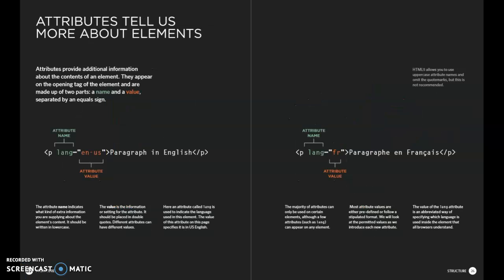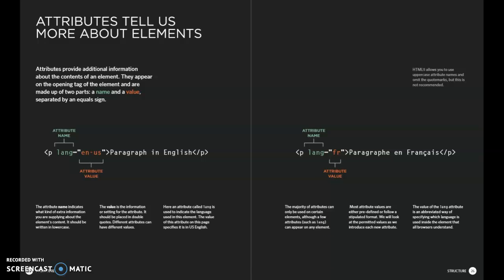Attributes provide additional information about the contents of an element. They appear on the opening tag of the element and are made up of 2 parts, which are the name and a value separated by an equal sign. So our attribute name is lang, and it equals en-US. What this means is it's just telling us that the language is English, United States English. The other one on the right side here would be the language FR, meaning that this language will be in French.